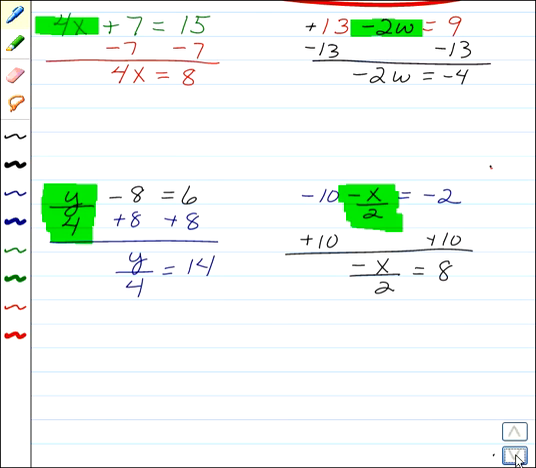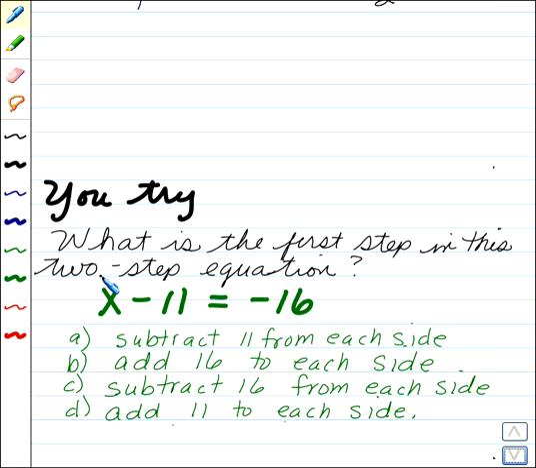Now I want you to try. What is the first step in this two-step equation? Our equation is x minus 11 equals negative 16. Is it A, subtract 11 from each side, B, add 16 to each side, C, subtract 16 from each side, or D, add 11 to each side? When you have chosen your answer, please hit A, B, C, or D to continue.